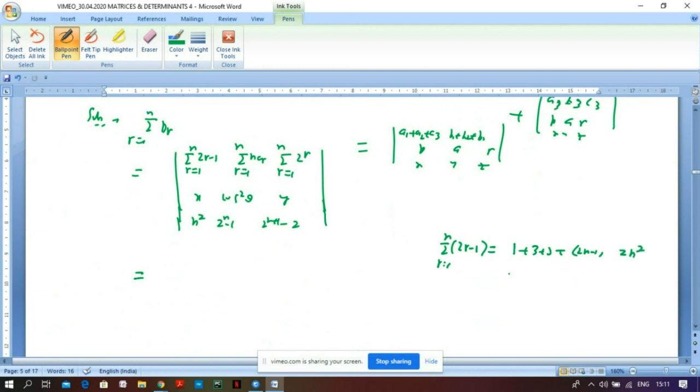If you forget, you can derive it also. They are first n numbers, so the sum is n times their average, the first plus the last, (1 plus 2n minus 1) upon 2. And this gives you n square, just an AP.